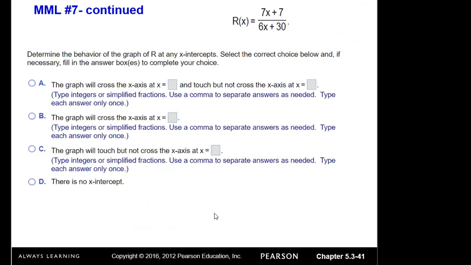To determine the behavior of the graph at any x-intercepts. The x-intercept we just found was the -1. And since that came from, remember the x-intercept we got from sticking 0 here, and then of course that canceled out. So we ended up with x equals -1. This is a degree of 1. That is an odd degree. So it's going to cross at -1. So B. Am I going too fast?